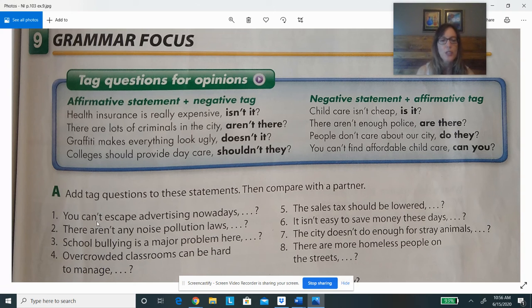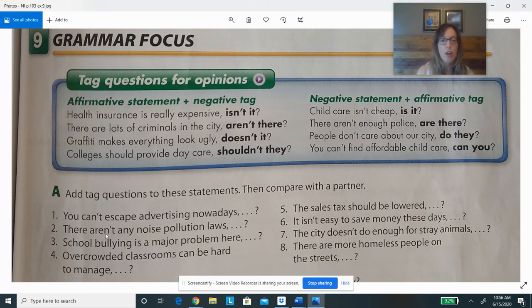Okay, let's try a couple of examples. Number 1, you can't escape advertising nowadays. Now look at the verb, it's negative. This is a negative statement, so our tag must be affirmative. Here we have a modal, so we're going to use the modal in the tag. Can't will become can. The subject is you, we'll keep it you when it's you. So the answer is can you.